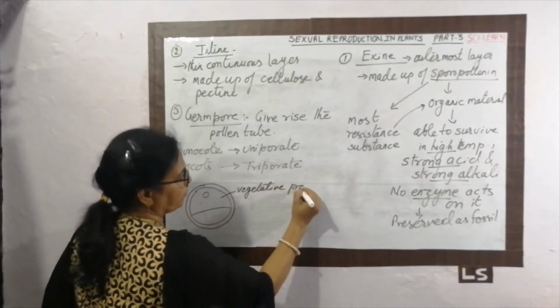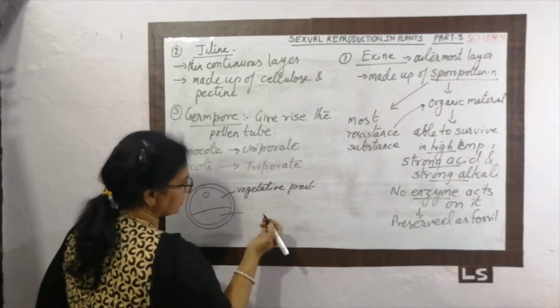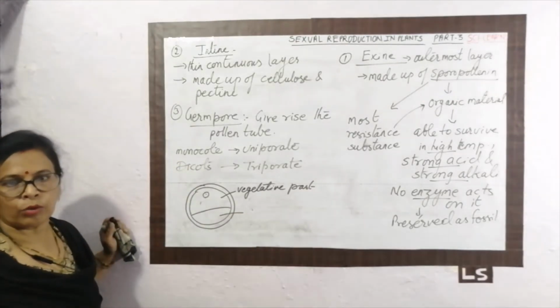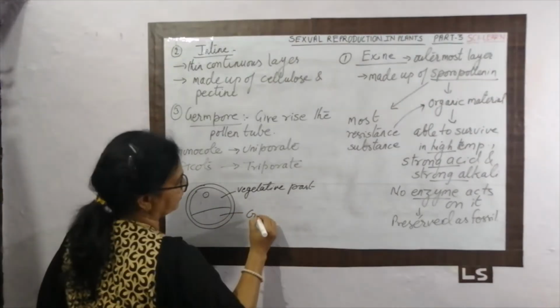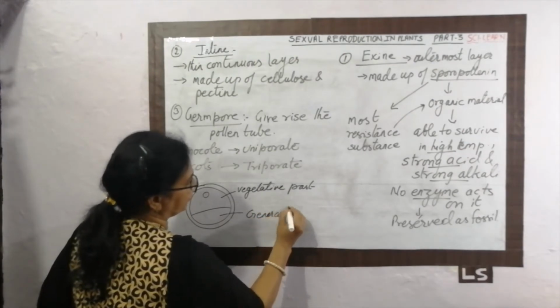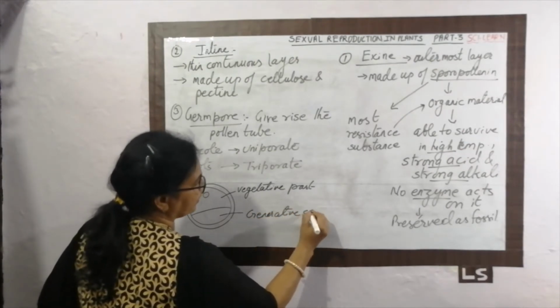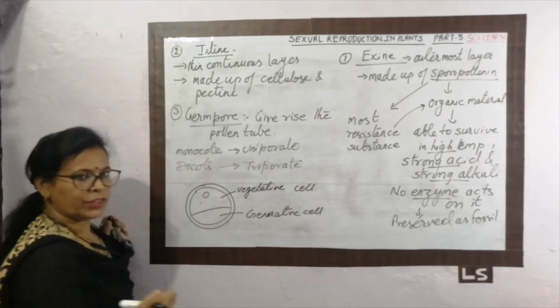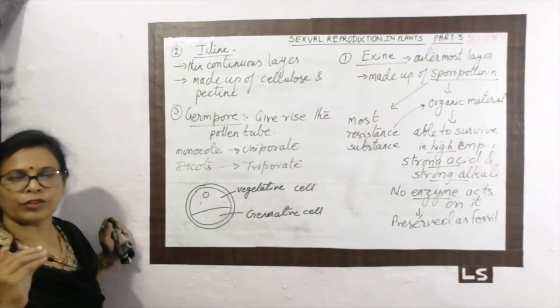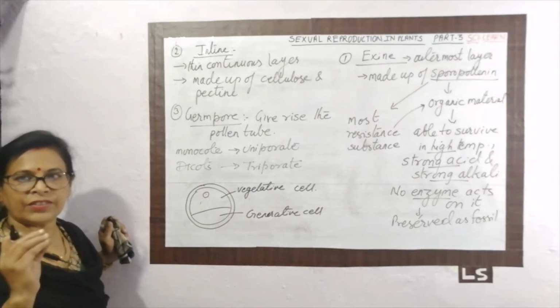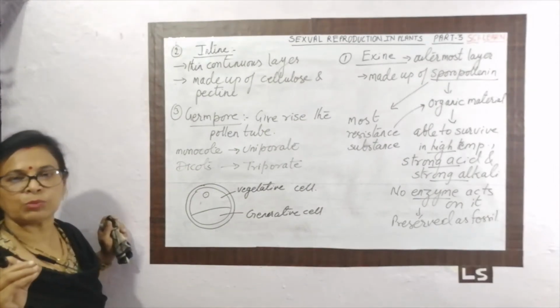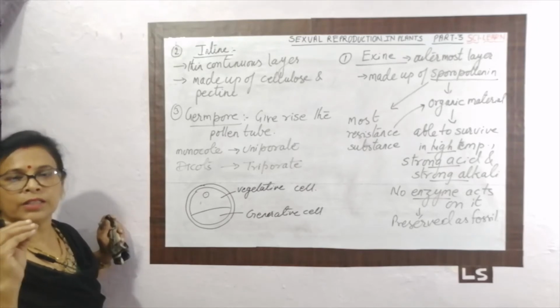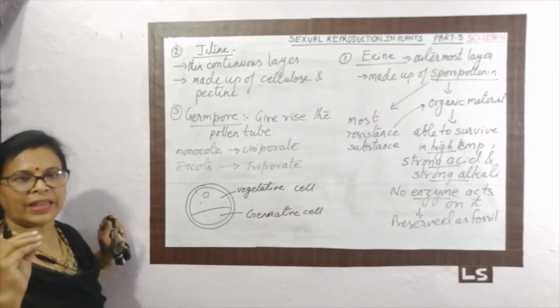The largest part is called the vegetative part, and the smallest part is called the reproductive part, or the generative part, the generative cell. This is the vegetative cell, which is responsible for the formation of the pollen tube. The generative cell is responsible for the formation of the main gamete.